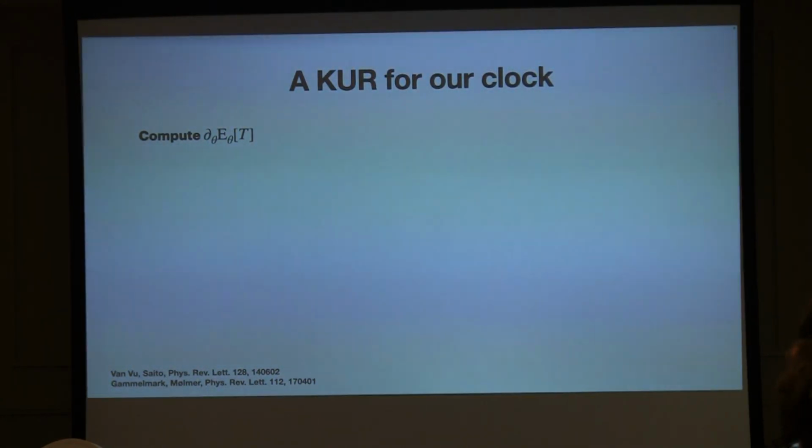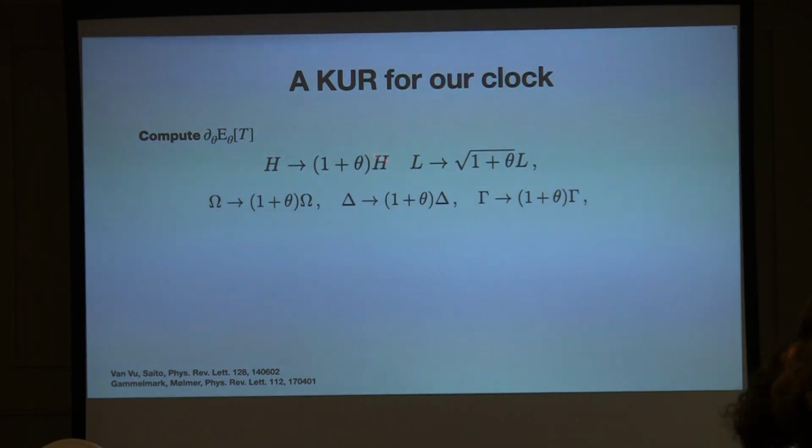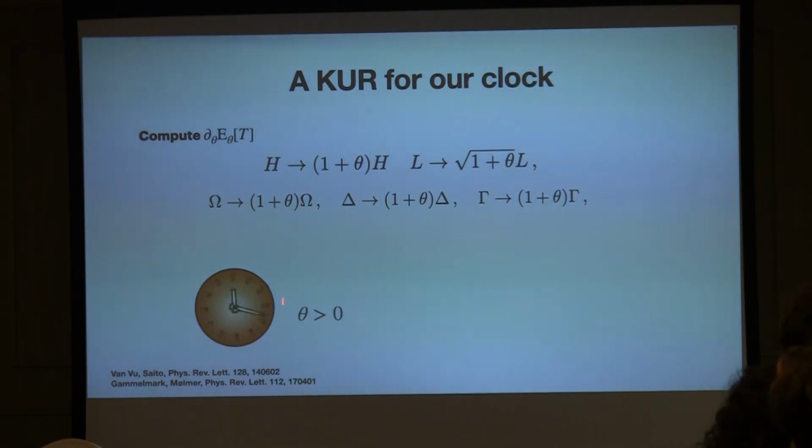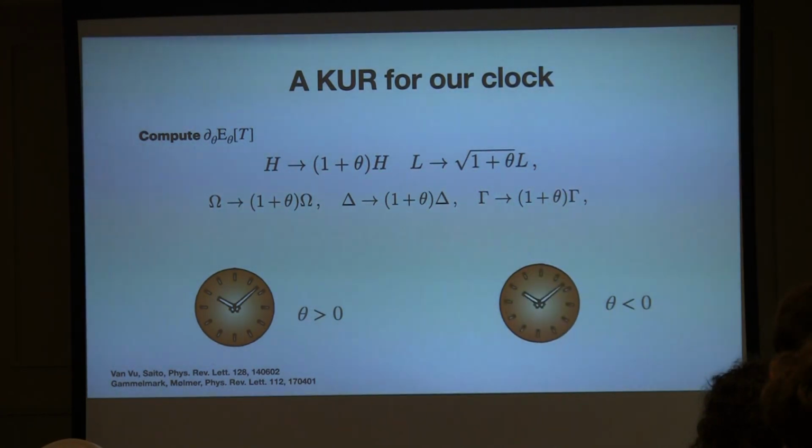So basically what you do is you start by parameterizing all the rates in your equation by this parameter theta. Your Hamiltonian, you can scale it such that you get 1 plus theta times the original Hamiltonian, and your dissipators can be the square root of 1 plus theta times the original dissipators. What this does effectively is it scales all the rates in our system: our Rabi frequency, our AC Stark shift, as well as our measurement rate. Intuitively, when theta is greater than 0, it speeds up our system dynamics, it speeds up the clock. If theta is less than 0, it slows down the clock because the rates are lower.